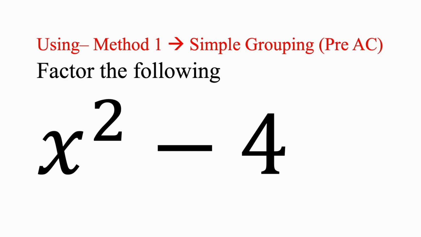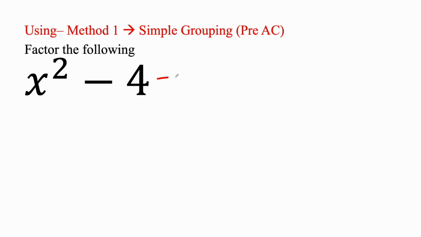Okay, in this video, we're going to factor the following expression, and I'm going to use method 1, simple grouping, pre-AC. Now, in the description box I have a playlist where I go over several different methods, and this is one of the methods. And so let's begin.